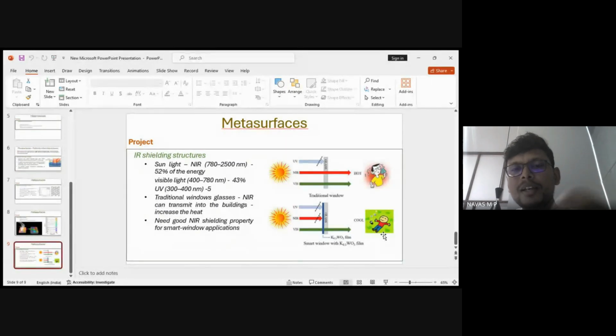We can design our meta surfaces. Once we have the meta surface ready, we can experimentally synthesize those kinds of materials. That part we may not be doing, but we can lead up to what kind of design we need for these kinds of applications. Okay, so that's all from my side.